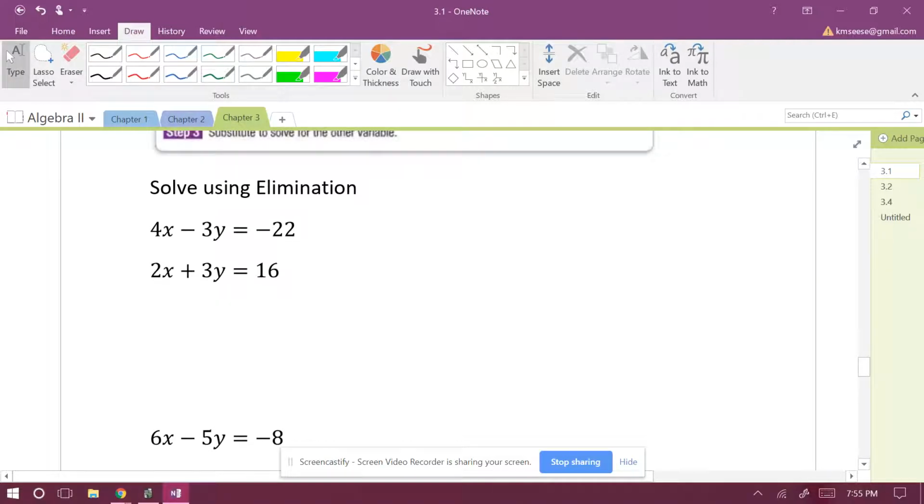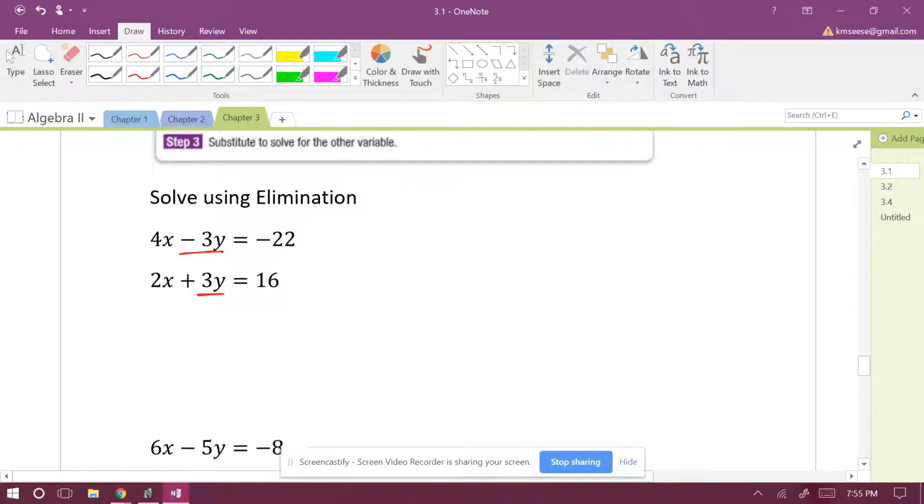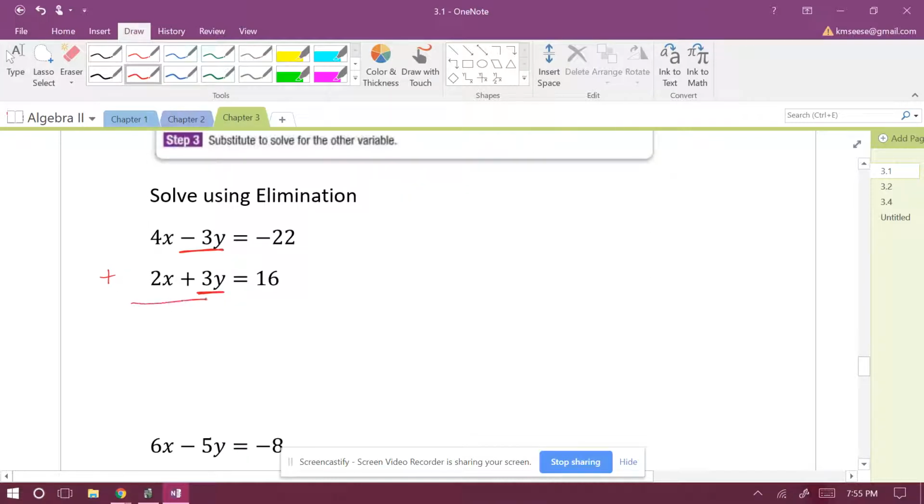All right, so for instance, this first example, I have a negative 3y and a positive 3y. So these already have those opposite terms needed in step 1. So what I can actually do is add these two equations together. I have a 4x plus a 2x, which gives me 6x. I have a minus 3y and a plus 3y, and having those opposite terms means they cancel out. So I'm left with just 6x equals negative 22 plus 16, which gives me a negative 6.